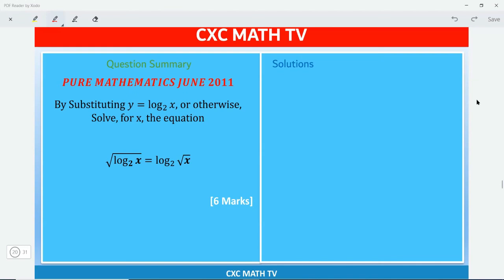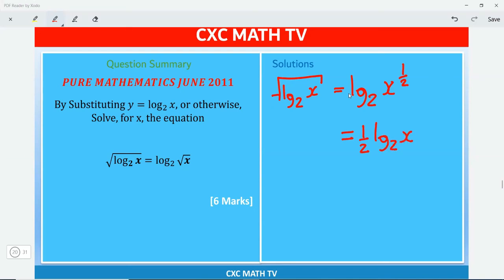Now, it says by substituting y as log to base 2 of x, so let's do what they say. But before we do what they say, let's start with the question. We see that we have the square root of log base 2 of x, and that's equal to log base 2 of the square root of x. Now, this square root of x right here, can't we write that as x to the half? Yes, we can. We just rewrite the square root form into indices form. When we write it in this form, we can always carry down the power. And so now we have a half log base 2 of x.